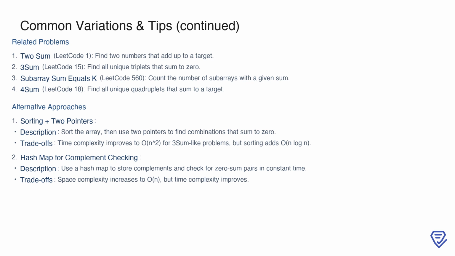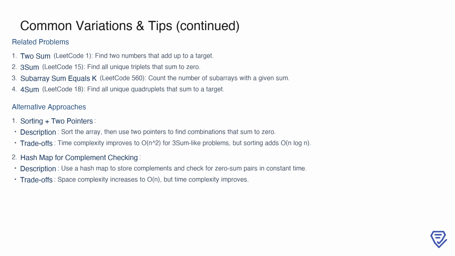For instance, the two-sum problem, LeetCode 1, involves finding two numbers that add up to a target value. Similarly, three-sum, LeetCode 15, asks you to find all unique triplets that sum to 0. Subarray sum equals k, LeetCode 560, focuses on counting the number of subarrays with a given sum, while four-sum, LeetCode 18, extends the concept to finding quadruplets. Each of these problems builds upon the principles we've discussed, making them excellent practice.